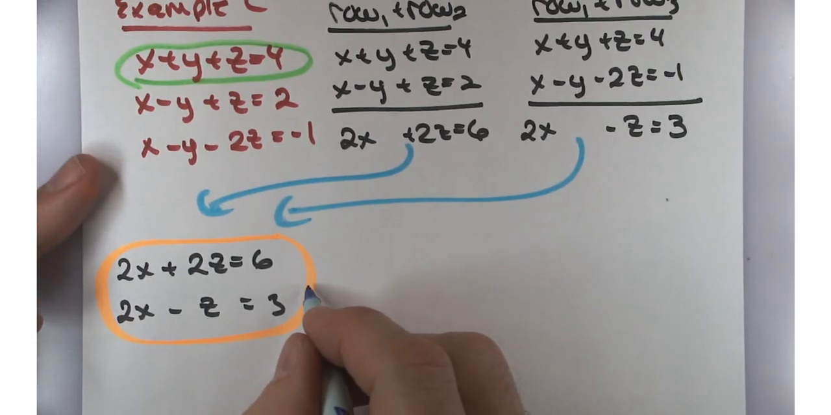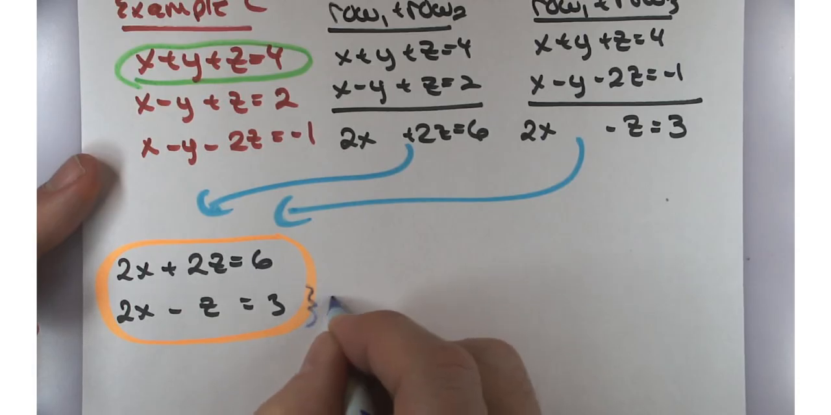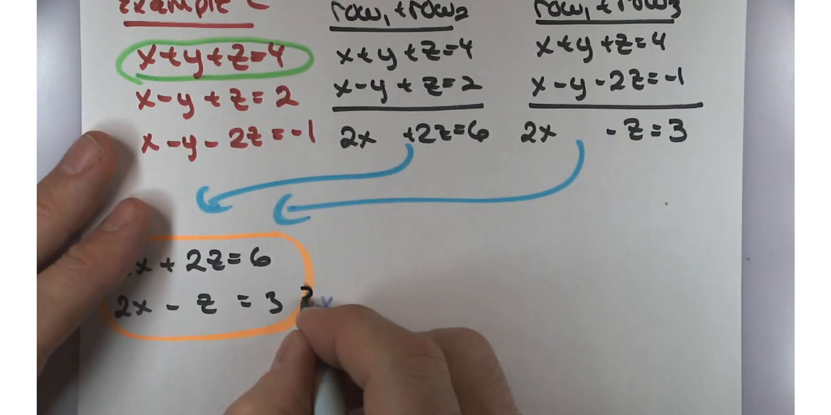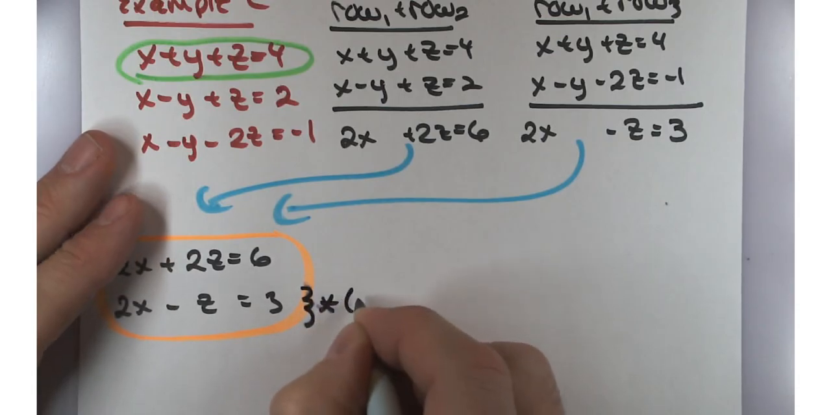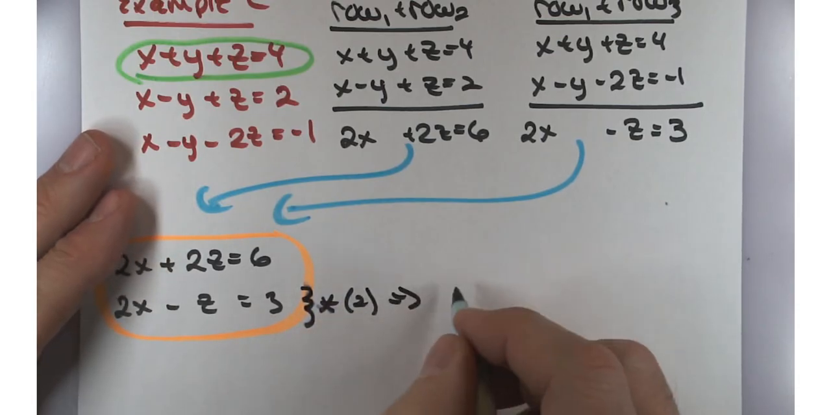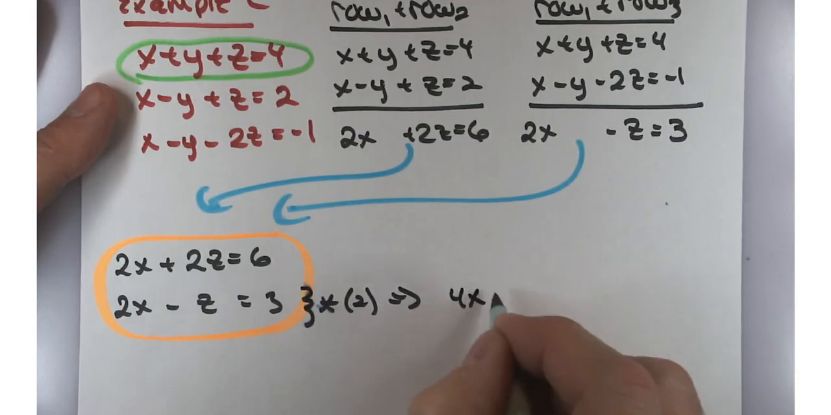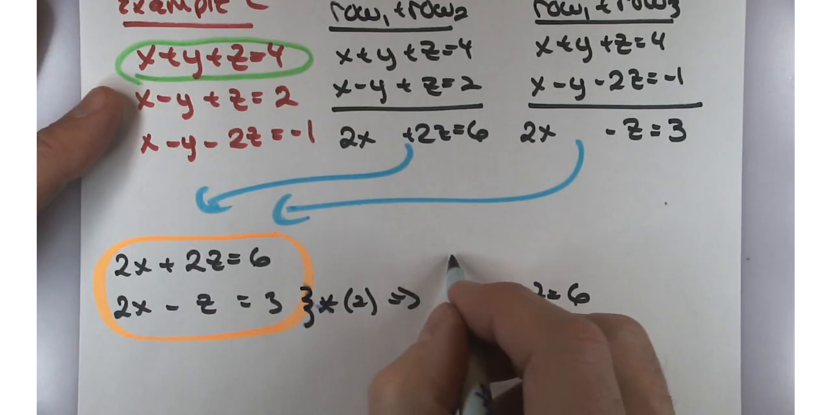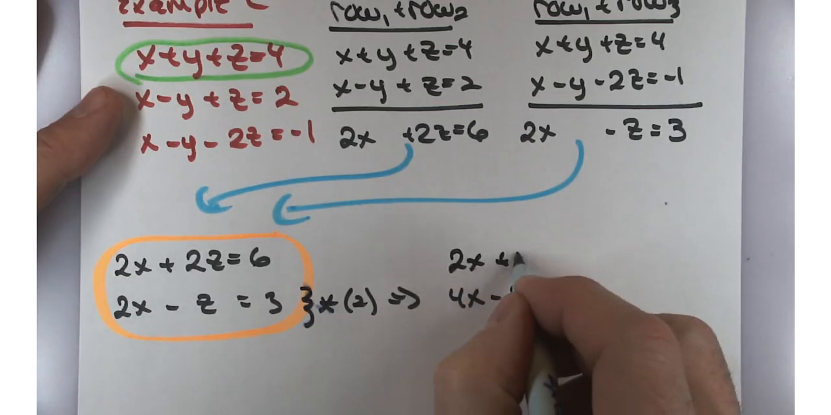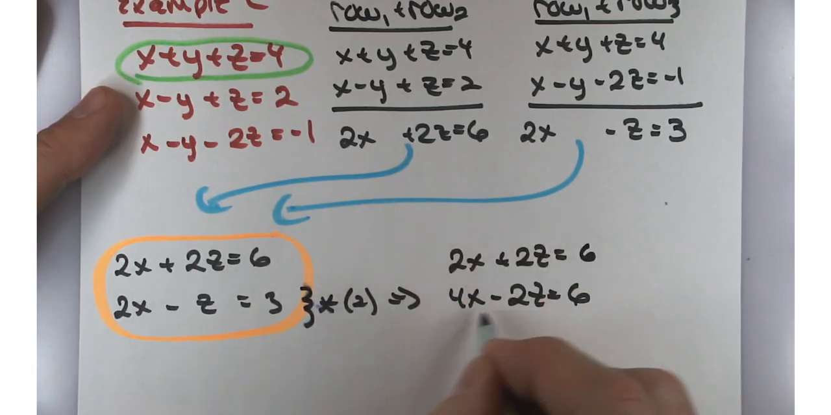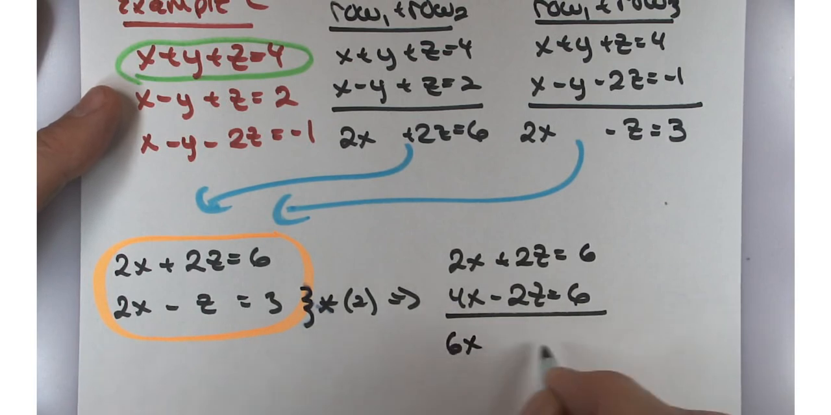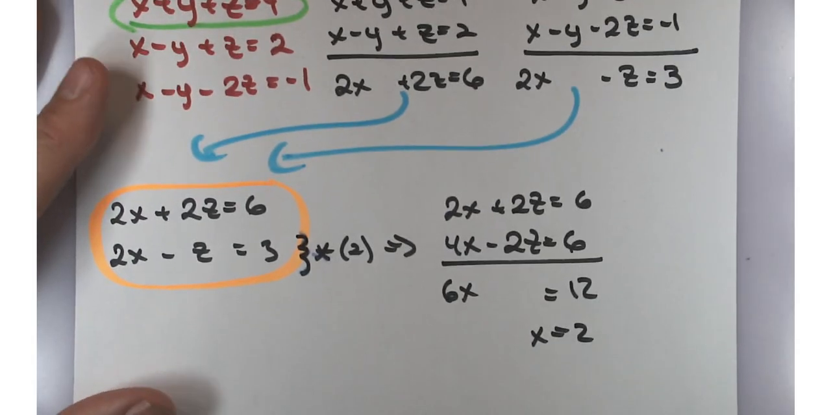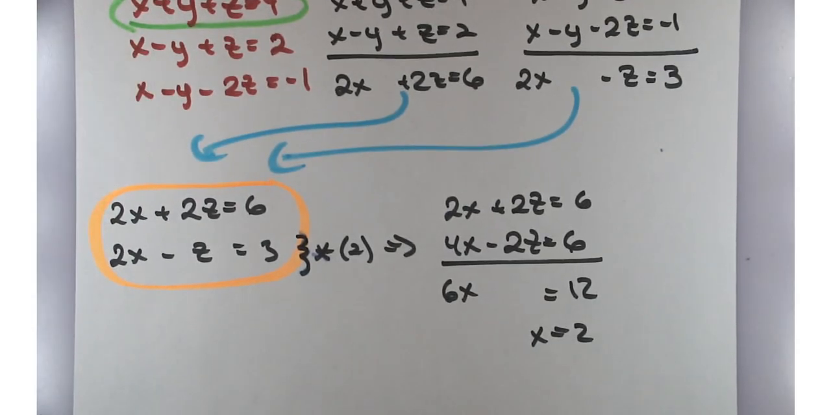So I'm going to take that and multiply by 2. And that's going to give me 4x minus 2z equals 6, added to 2x plus 2z equals 6. 6x equals 12. And there you go. X equals 2. Great.